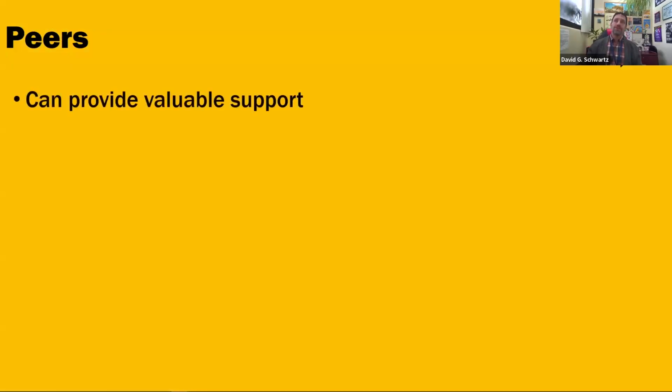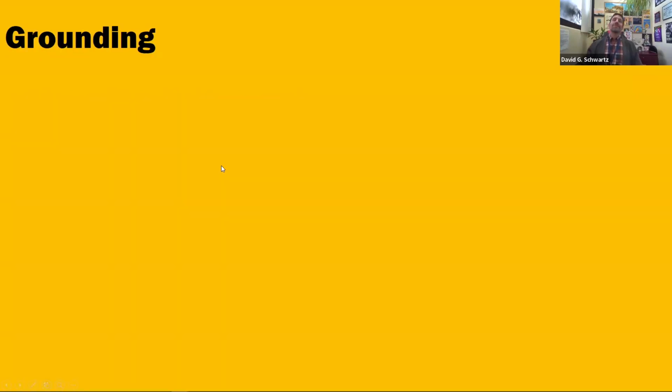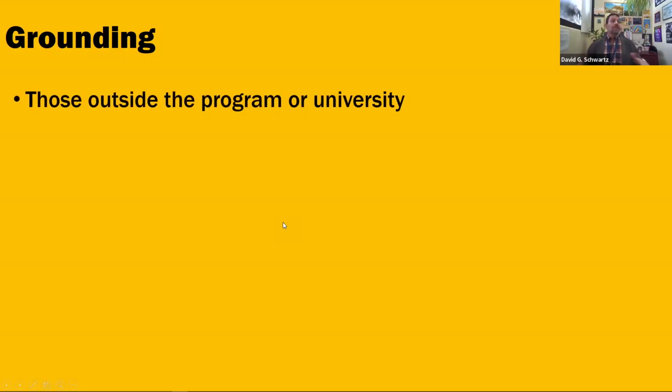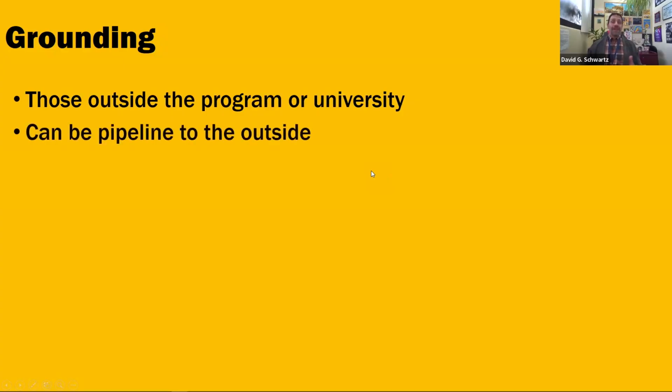Okay. So peers can provide valuable support. I'd like to talk a little bit about what are the benefits of talking to peers if there's any issues. Basically, what I'm alluding to here is grounding, also having people outside the program or outside the university totally, that people can bounce things off of and basically can connect somebody to the outside.